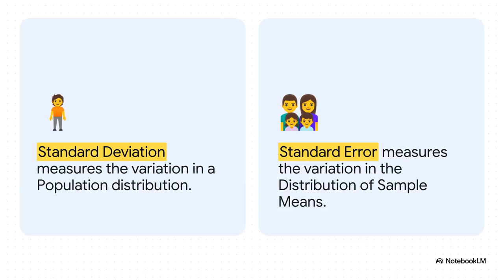When you hear standard deviation, think about measuring the height variation of every single person in a huge crowd. But for what we're doing, we're usually looking at smaller groups or samples. That's where standard error comes in. It's more like measuring the variation between the average height of different groups. It's just a more precise way to track the stability of the whole process.